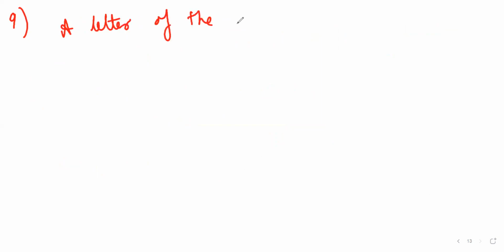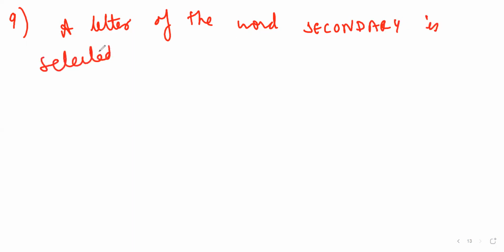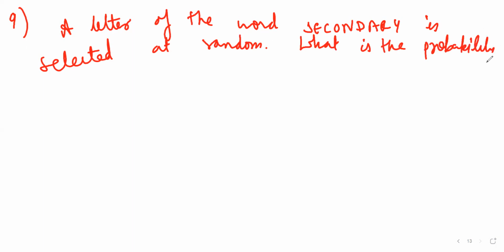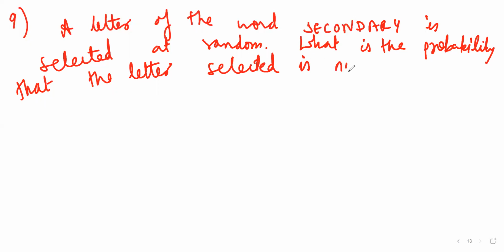Next is: a letter of the word secondary is selected at random. What is the probability that the letter selected is not a vowel?